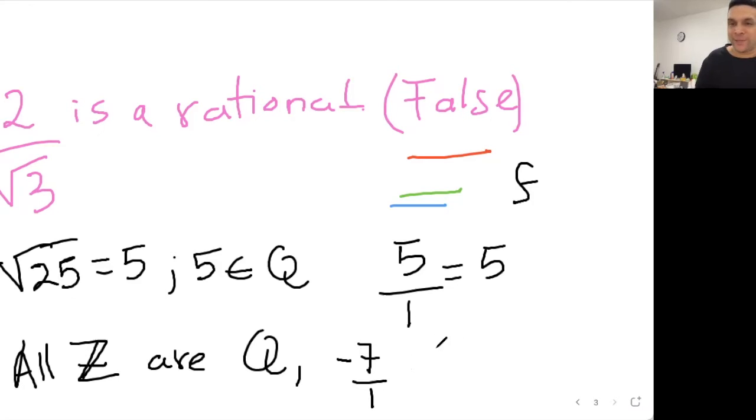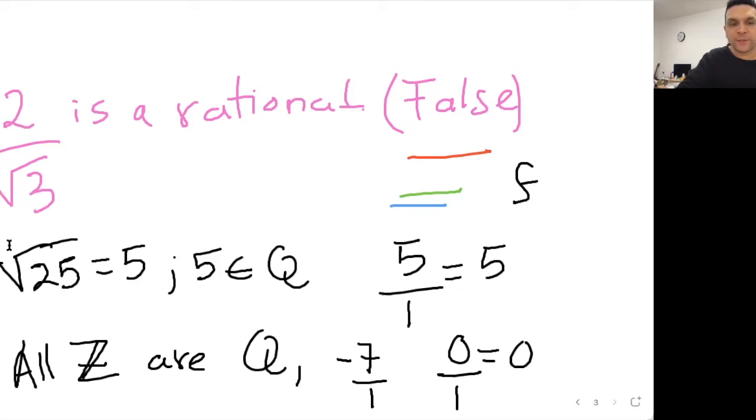You can think of any integer, any whole negative or positive number, and if you write it as the ratio of two integers, it becomes a rational number. Even 0, right? We can write 0 as 0 over 1, and this is 0, right? Okay.